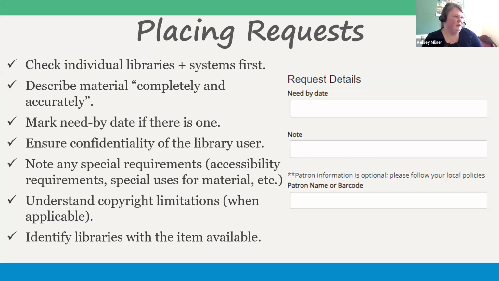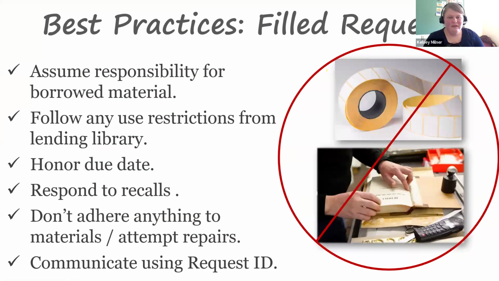Another thing important when placing requests is that this applies only if you're placing a request for an article or a book chapter, any kind of scan, basically. The last thing is that the code says to check the availability of an item and try to make sure that you request from a library that has the item and that it's currently available. There are also a few best practices for once you actually receive an item.